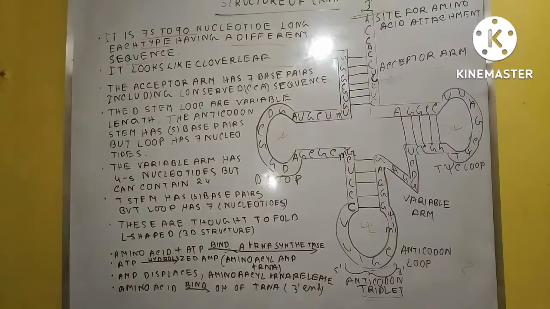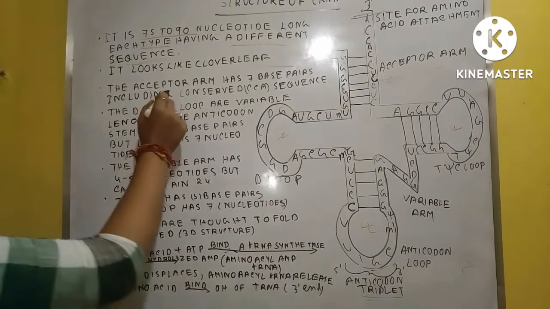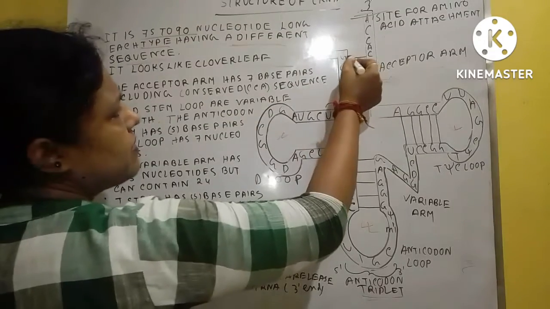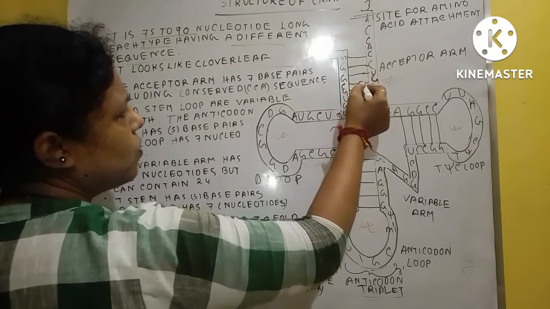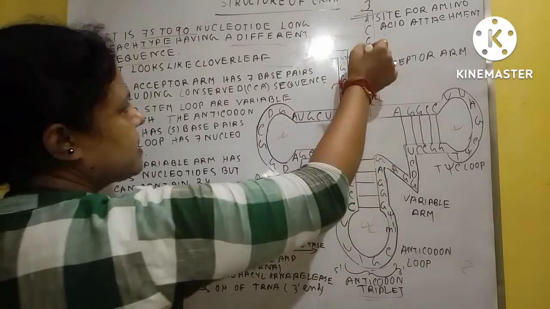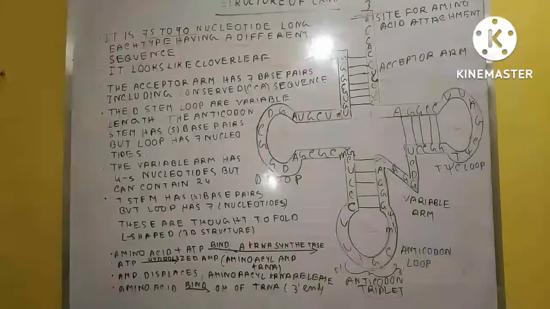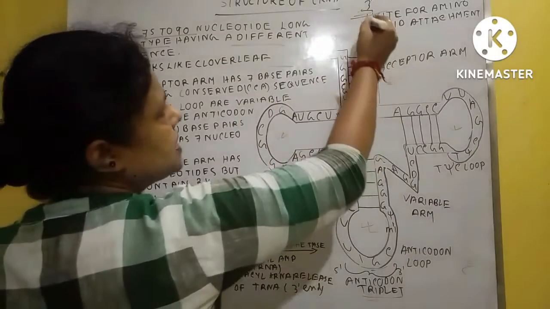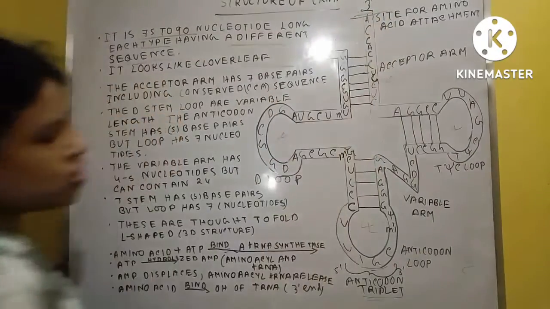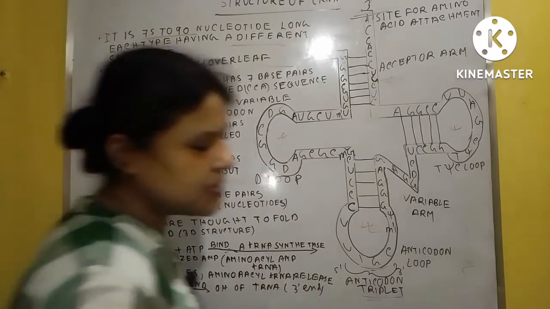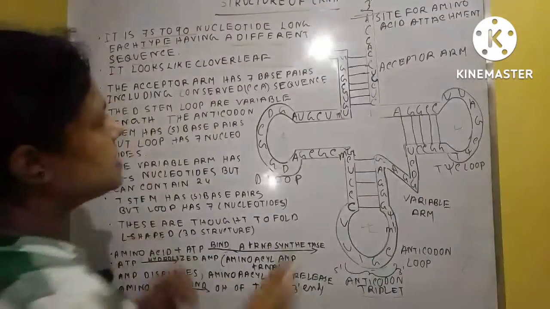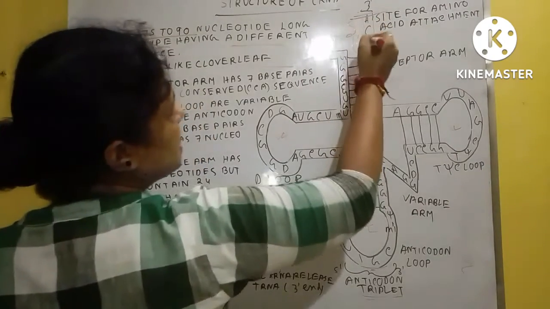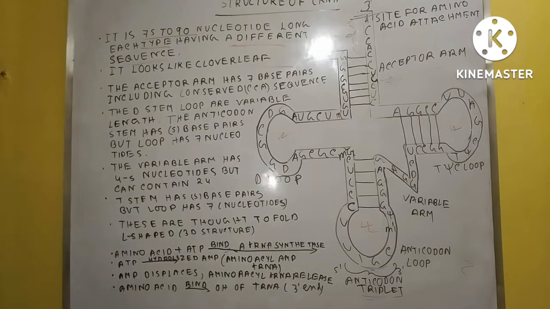The acceptor arm has 7 base pairs. You can see this is the 7 base pairs: 1, 2, 3, 4, 5, 6, 7. The 7 base pairs are there, including the conserved CCA sequence. From here to this portion is the CCA sequence. The conserved CCA sequence is present.